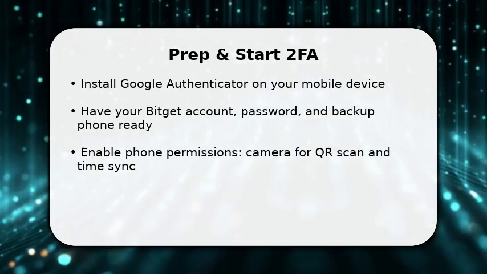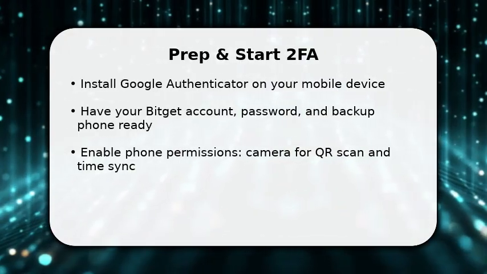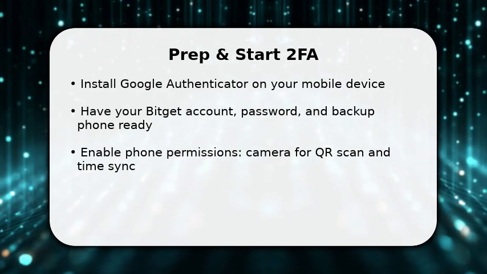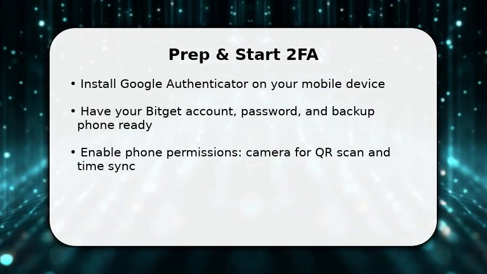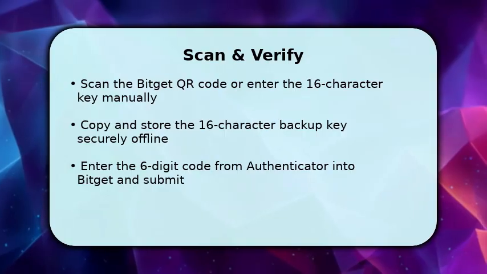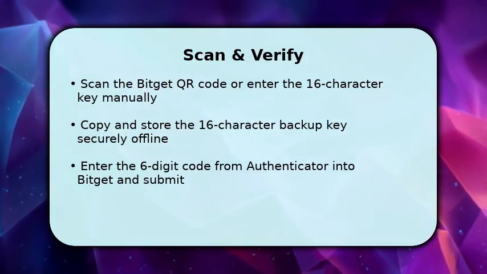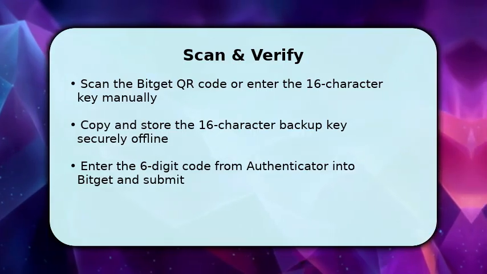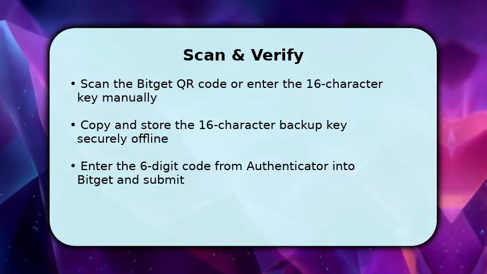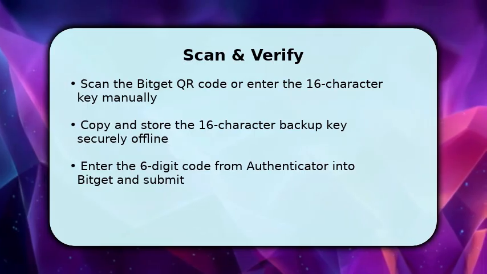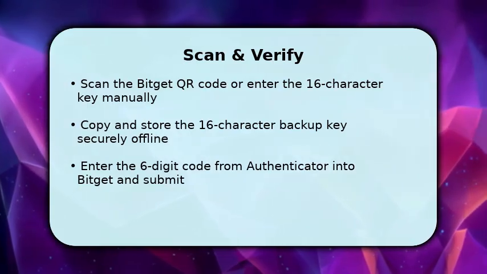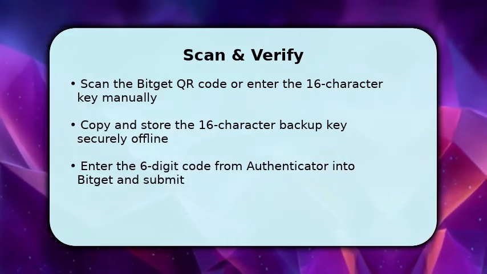Now tap the option to bind Google Authenticator so you can scan the QR and move to the next step. Once you scan the QR code with Google Authenticator, the app immediately starts generating 6-digit codes. You should also copy the 16-character backup key Bitget shows, write it down offline, or save it in a secure password manager because it's required if you lose your phone.